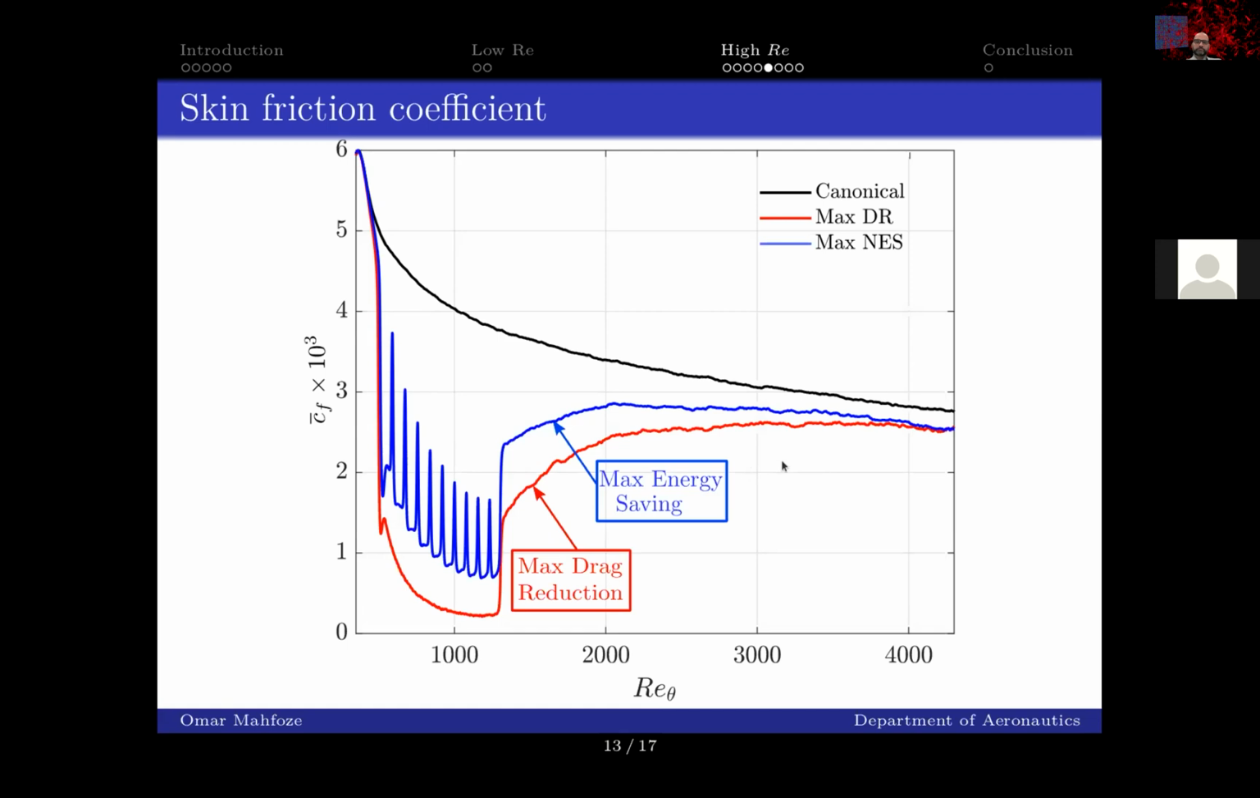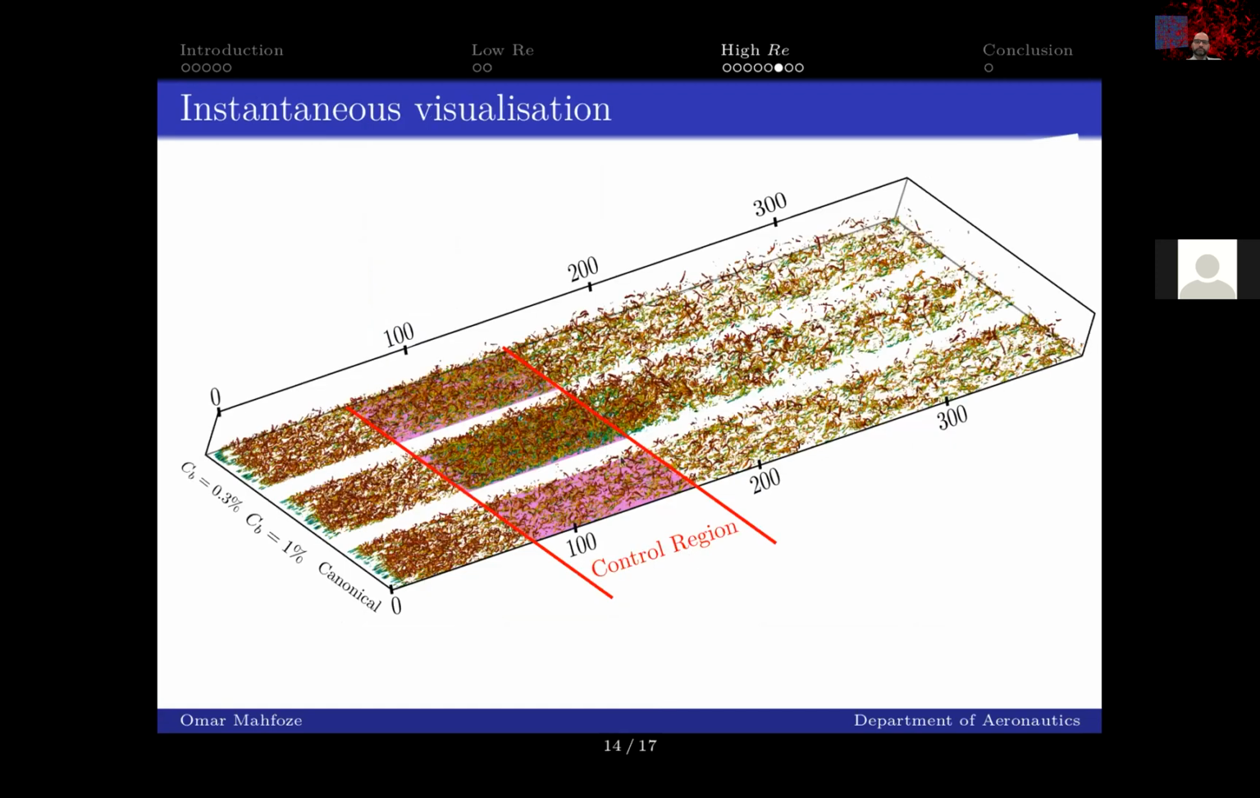So looking at some flow visualization for the DNS case, one with the canonical case, one with the high intensity blowing, and one with low intensity blowing. In spite of achieving high drag reduction in the control region, surprisingly, the turbulence intensity over this region increases dramatically. That may surprise some of you. So we wanted to investigate more why this is the case and why we have drag reduction in this region and downstream.